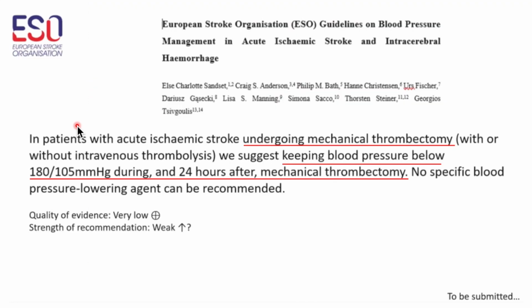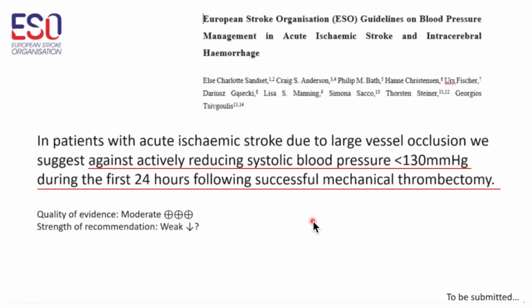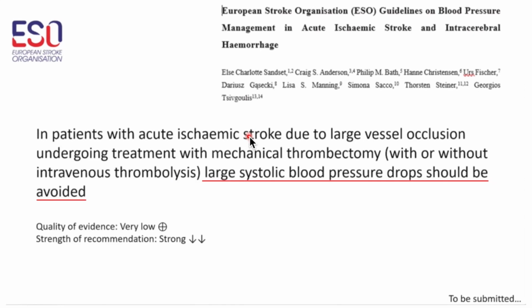Again, latest European guidelines, according to them, keeping blood pressure below 180 over 105 during and 24 hours after mechanical thrombectomy, that's their recommendation. So you need to keep it below 180 over 105 during and after mechanical thrombectomy. And then again, what they recommend is that during the first 24 hours following successful mechanical thrombectomy, they do not recommend taking blood pressure below 130 millimeters of mercury. So that's important. And then they want you to avoid large systolic pressure drops for these patients.